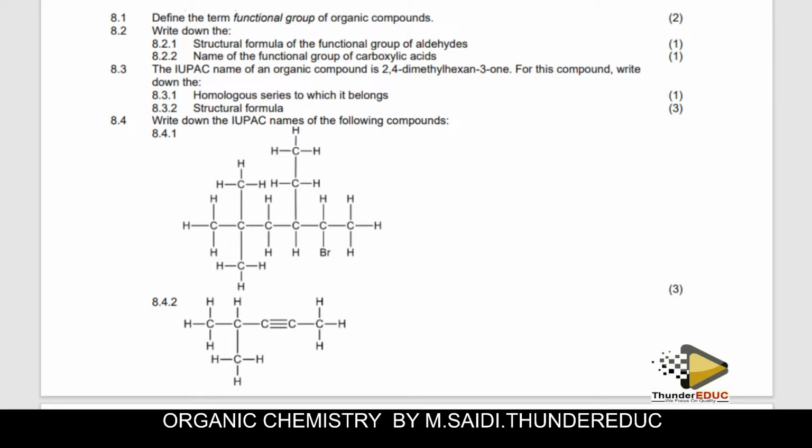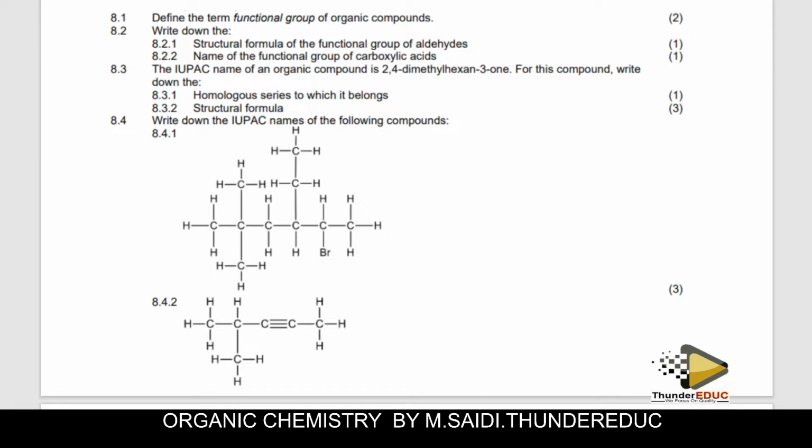So it is a bond, an atom, or a group of atoms which determines the physical and the chemical properties of the organic compounds. That is the functional group. I think you are getting it. Yes, so they must determine the physical and the chemical properties of these organic compounds.